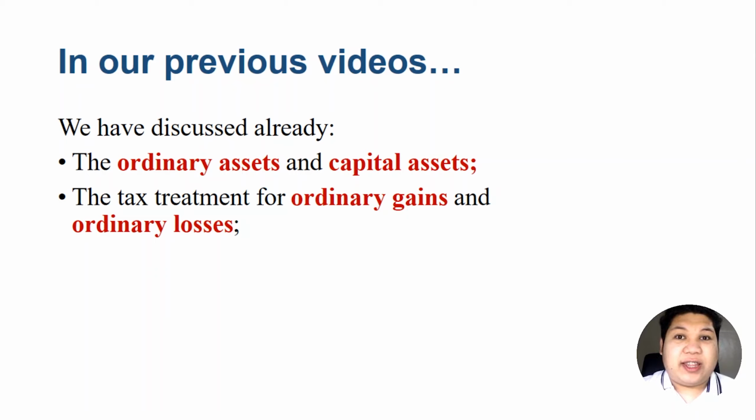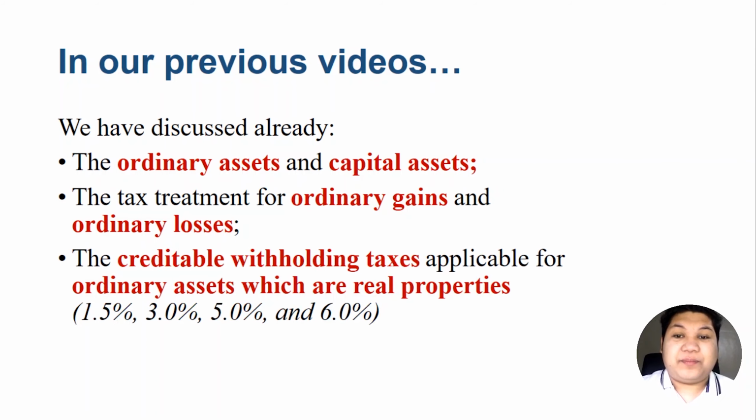We have mentioned that every ordinary gain and ordinary loss are added and or deducted from our gross income. We have also mentioned that the application of creditable withholding taxes for the sale of real properties, either inventory or used in business. So the CWT can be 1.5% or 3% or 5% depending on the price of an inventory, which is a real property. Or it could also be a 6% CWT if it is a sale of real property used in business.